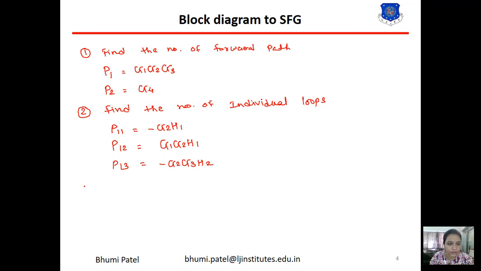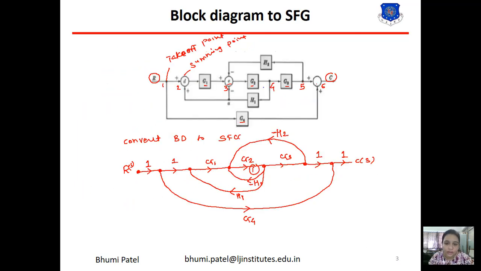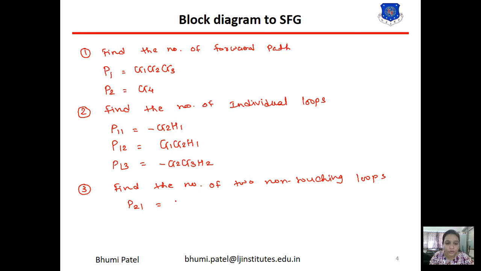So the next step is third, find the number of two non-touching loops, P21. Okay, so you can see that loop number 1 and loop number 2, one node is common. Loop number 1 and loop number 3, again the node is common, so no loops are non-touching, so the number of non-touching loops is 0.